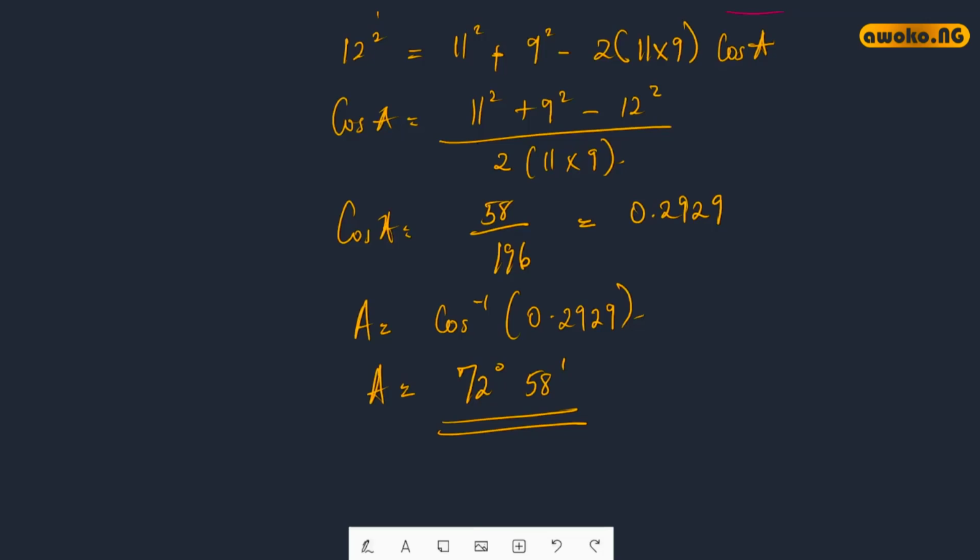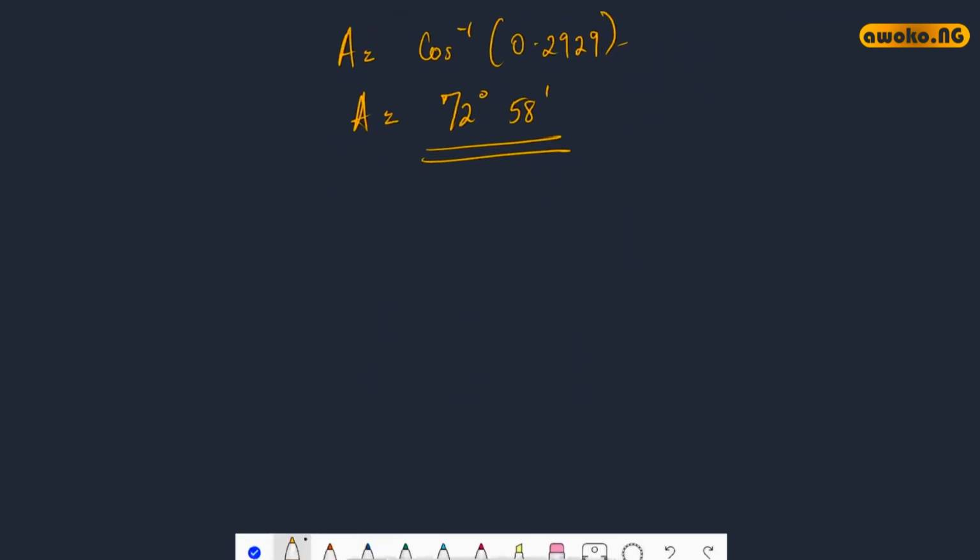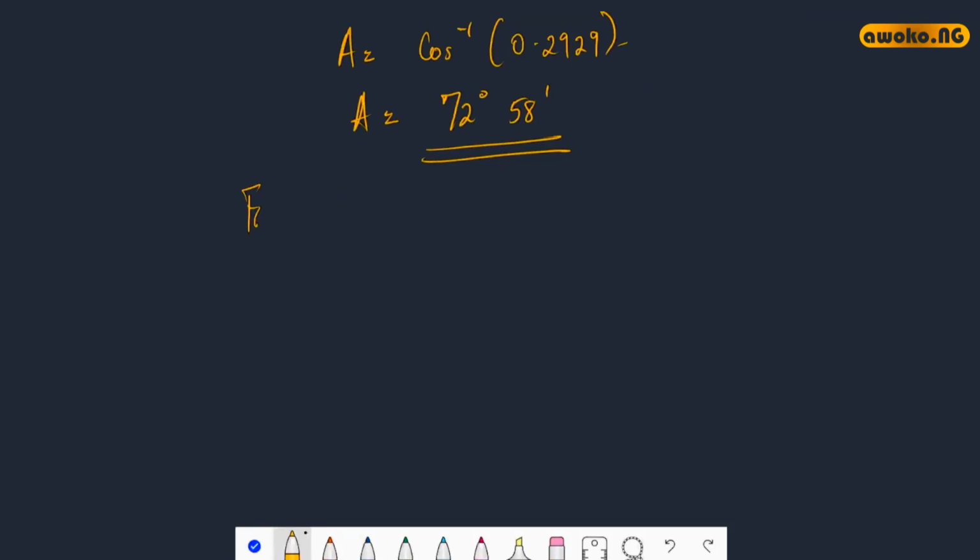We can carry out the same step for angle B. Therefore, from equation 2, we have that b squared equals a squared plus c squared minus 2ac cos B. These equations have already been proven, so we won't bother ourselves with how these equations were derived. Is that okay? All we need to know is that b squared equals a squared plus c squared minus 2ac cos B, and we're going to substitute our values inside.